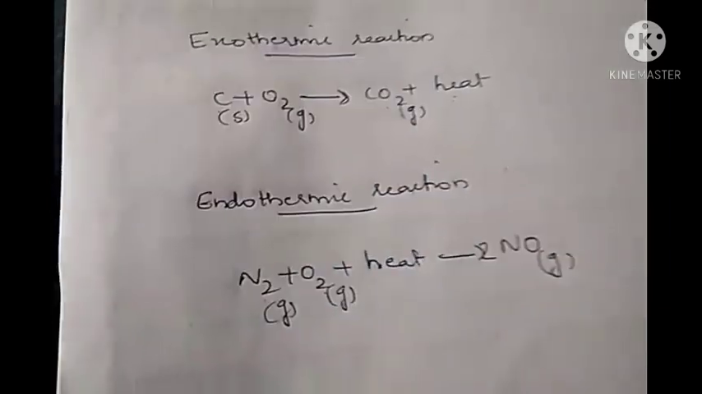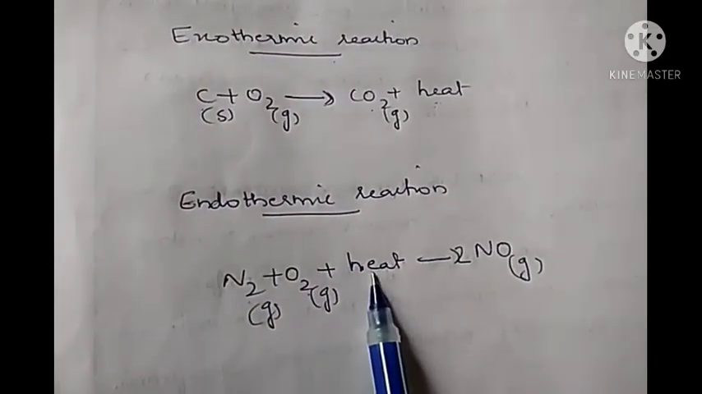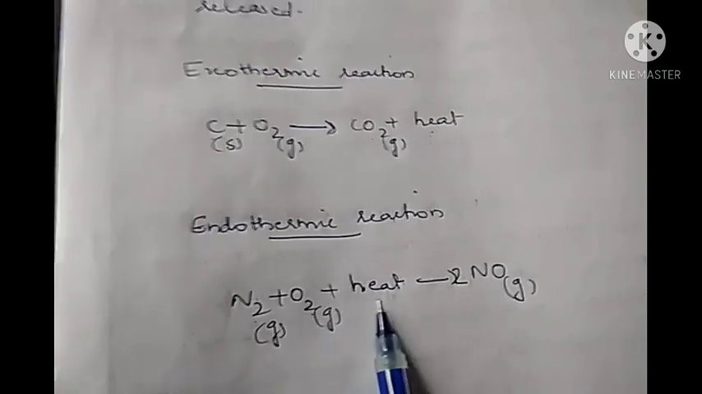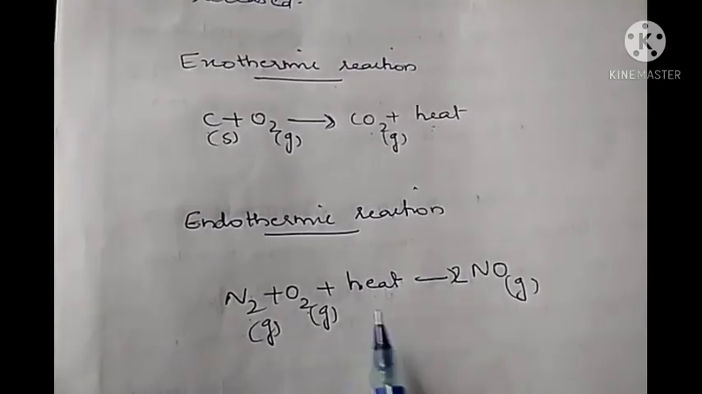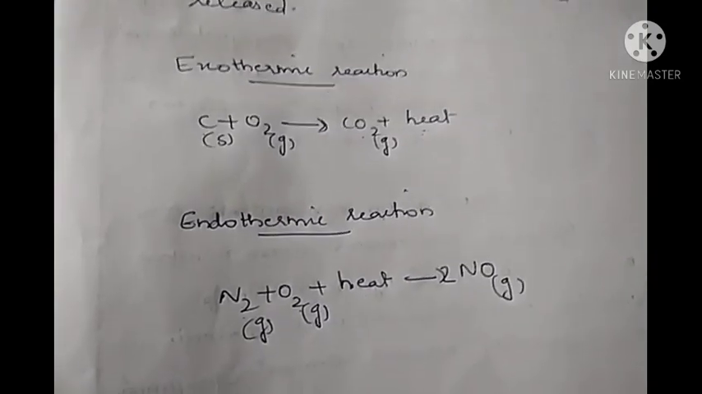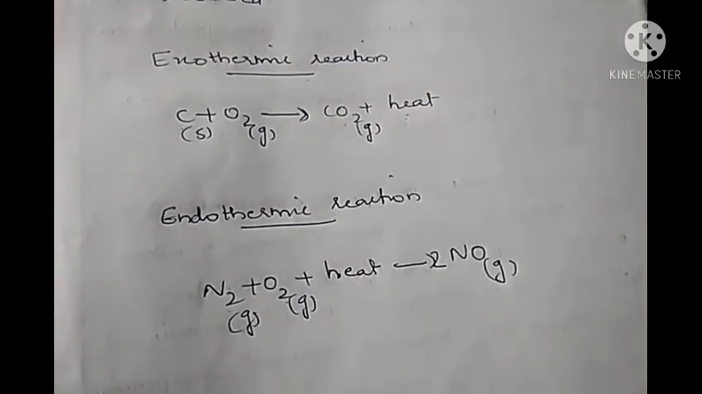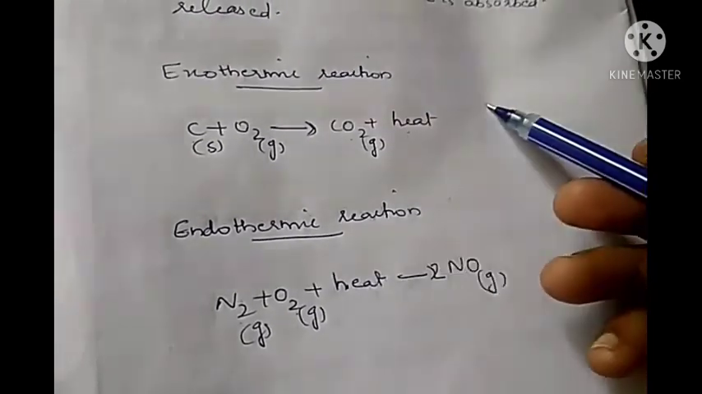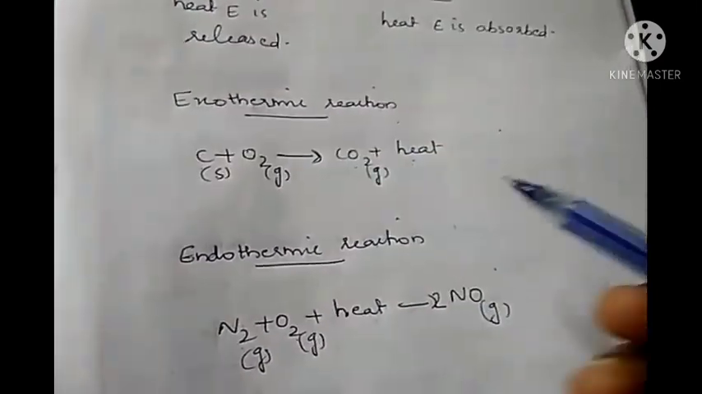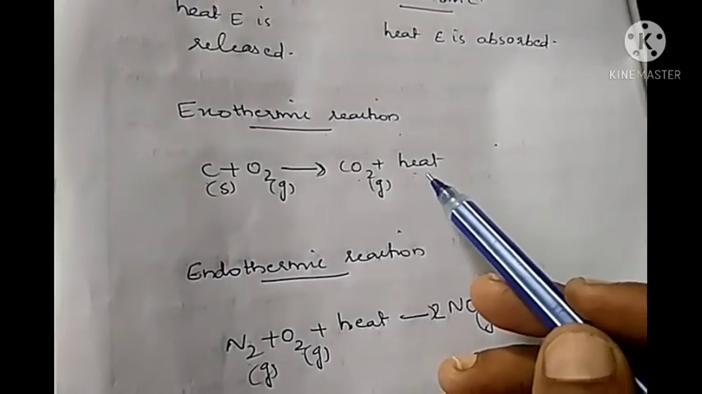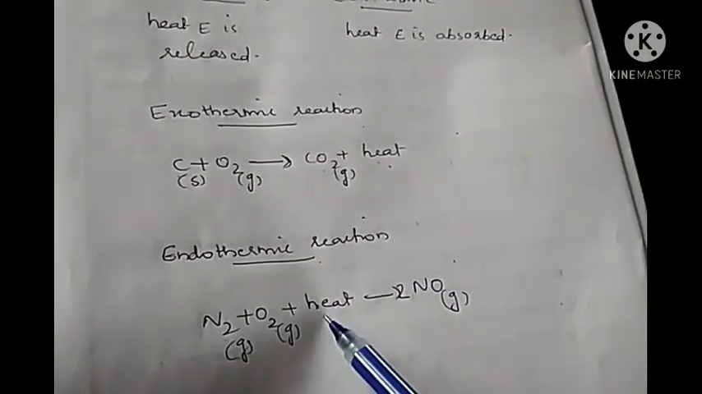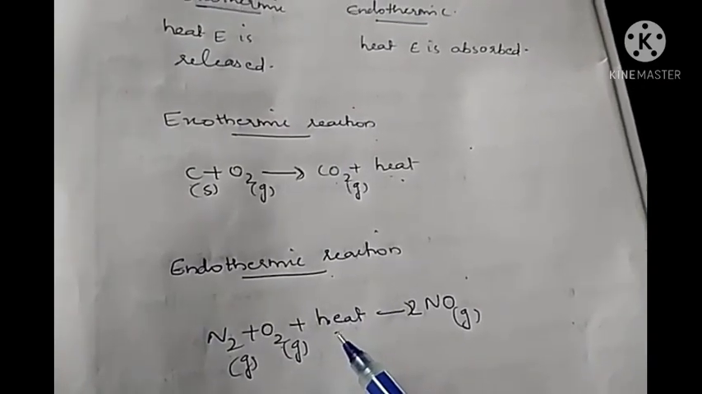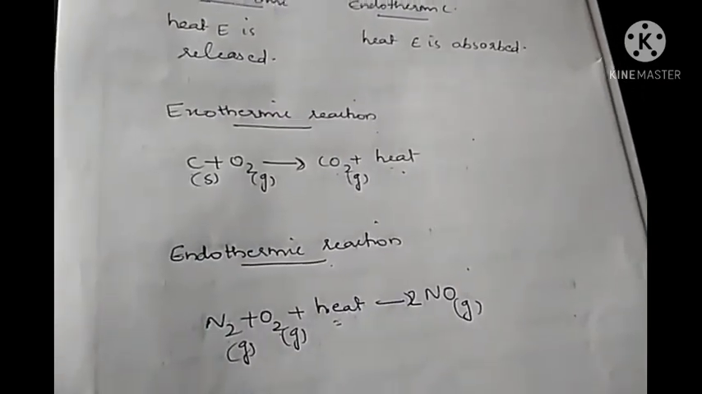Okay. So from this equation, we can understand that this is an endothermic reaction. That means heat energy is absorbed during this reaction. That is why we are writing plus heat in the reactant side. Okay. So there are two types of reaction: exothermic reaction and endothermic reaction. In exothermic reaction, heat energy is produced. So we are writing plus heat in the product side. In endothermic reaction, heat energy is absorbed. So plus heat is written on the reactant side.